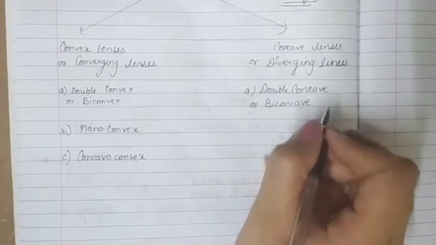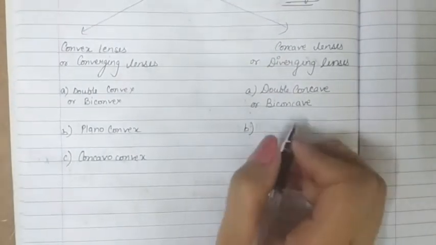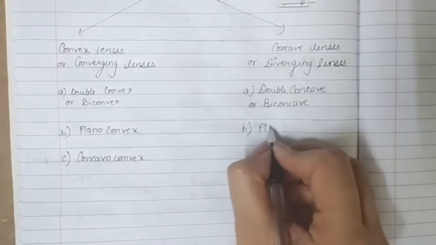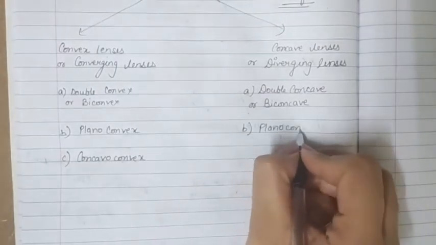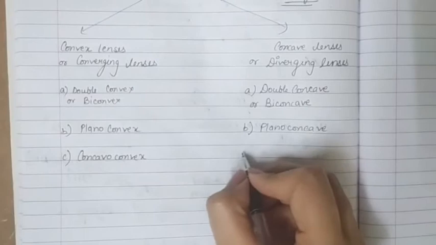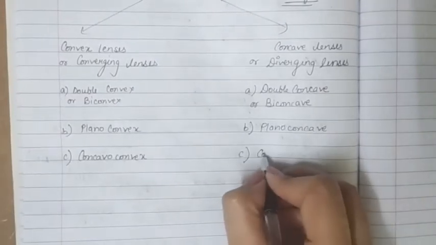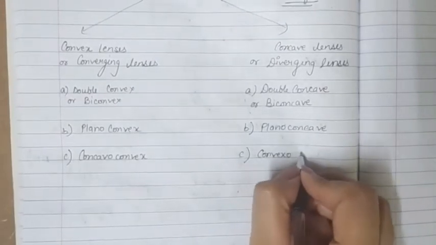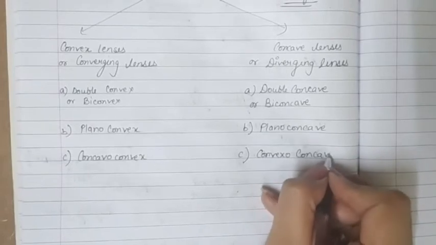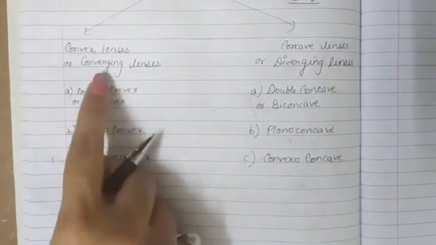second is the plano-concave lens, and the third one is the convexo-concave lens. Now first we are defining convex lenses.